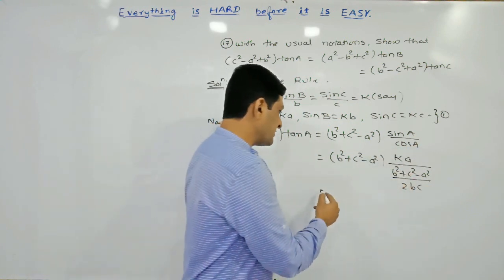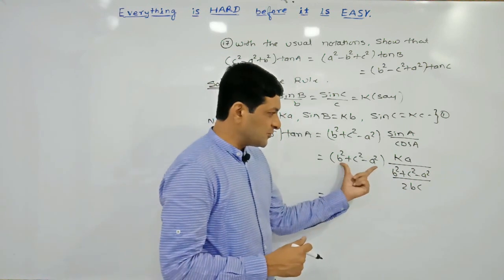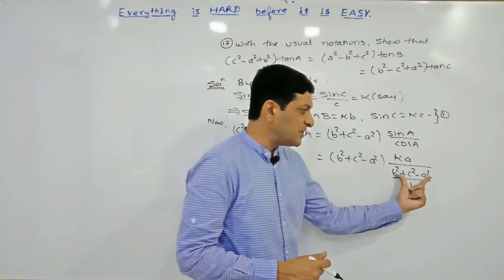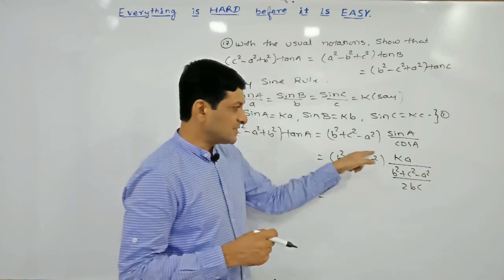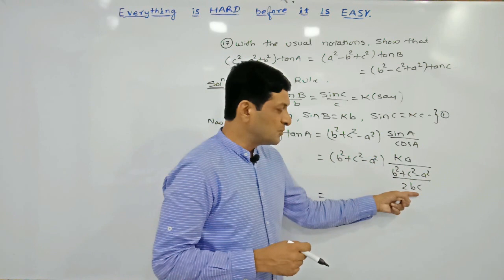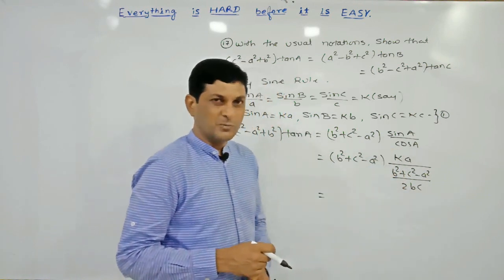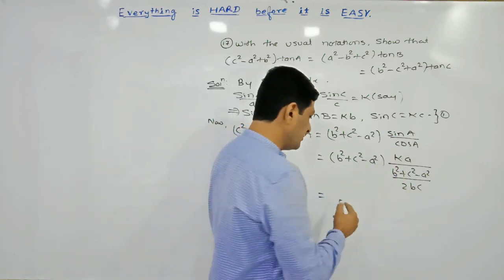Now let us check which terms will get cancelled. Observe that b square plus c square minus a square and b square plus c square minus a square will get cancelled. After cancelling these terms, so these 2bc can be written in what? Numerator. So what will we get in the numerator?